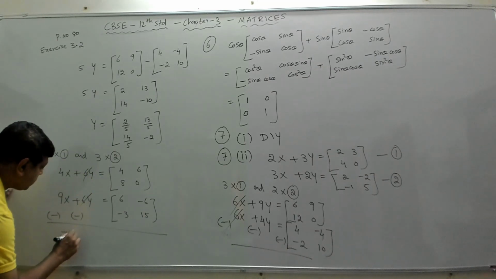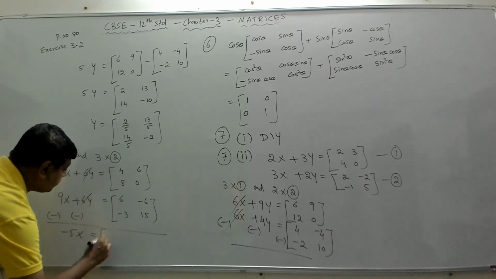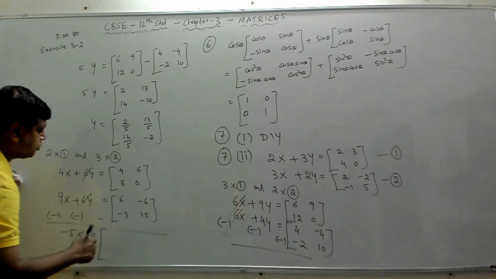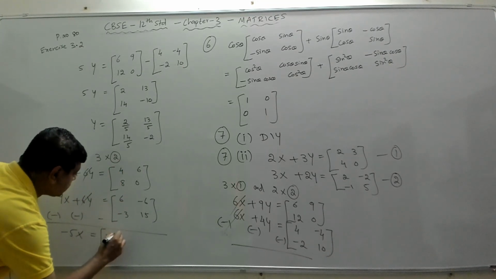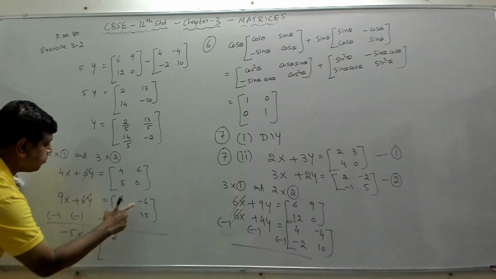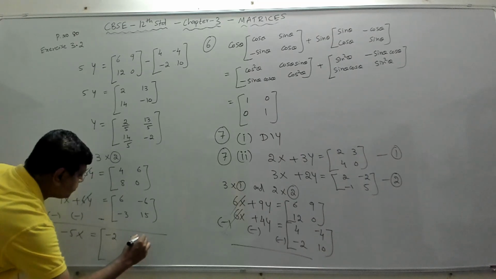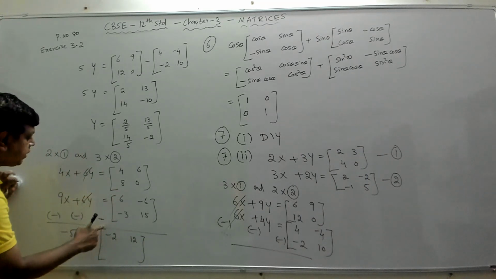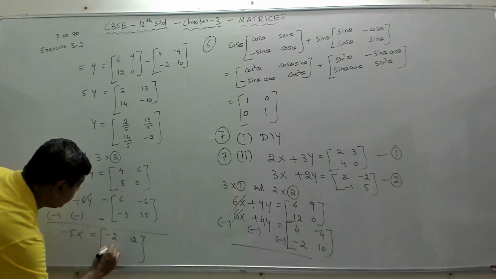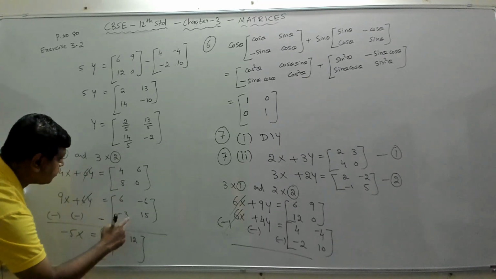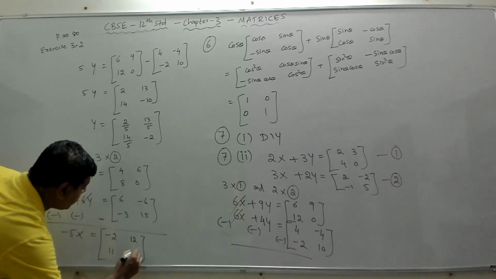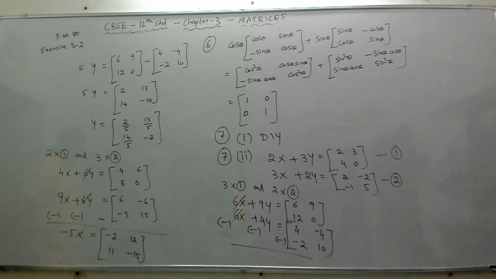You will get minus 5x equal to, you have to subtract these two matrices. So 4 minus 6 is minus 2, 6 minus of minus 6 is 12, then 8 minus of minus 3 will give you 11, then 0 minus 15 is minus 15. Fine. So this is how we will check for the X matrix.